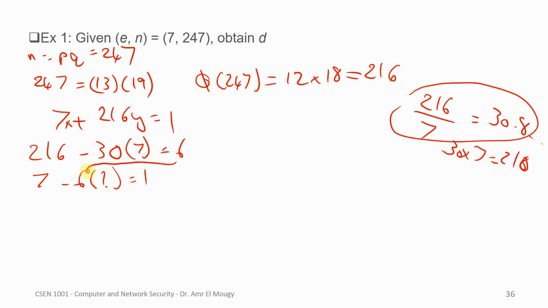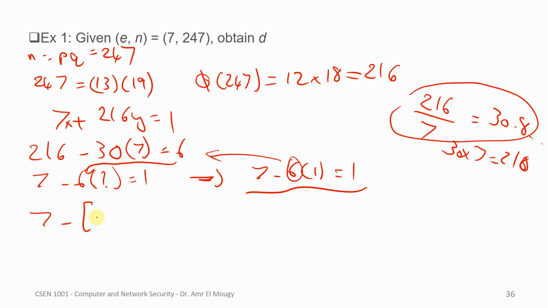Okay, 6 is the result of the subtraction. We want to figure out a number such that when we multiply it by 6 and subtract this result from 7, you will get 1. Obviously, the result is 7 minus 6 multiplied by 1 is equal to 1. And now, in this equation, take this 6 and replace it by this equation. So 7 minus 216 minus 30 by 7 is equal to 1. And so group all the 7s together.